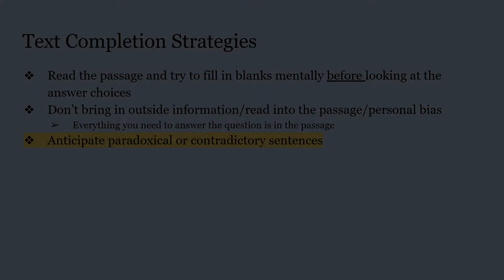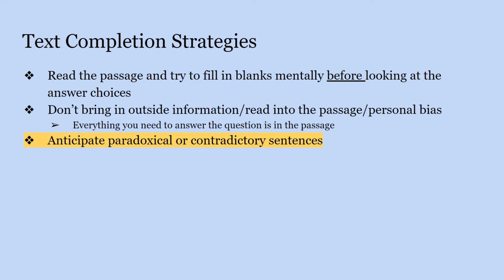The next strategy I want to talk about is learning to anticipate paradoxical or contradictory statements. So in these questions, the GRE only has a few sentences to try to set up something interesting or something difficult as a question. And one of the easiest ways to do that is to just play against what they know people will assume. All right. And we kind of saw that with that last question about technology advancing slowly, right? It sort of plays against what you would expect.